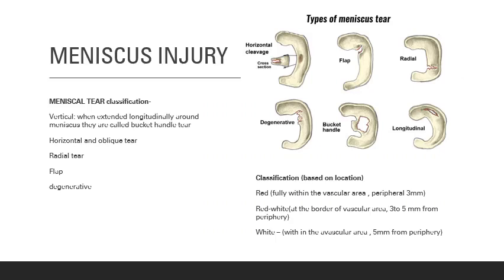Coming to the last type of injury, meniscus injury. Meniscus tear classification: vertical, when extended longitudinally around the menisci, they are called bucket handle tear, horizontal tear, radial tear, flap type, and degenerative. Classification based on the location: red, fully within the vascular area, peripheral 3 mm; red to white, at border of vascular area, 3 to 5 mm from periphery; white, within the avascular area, 5 mm from the periphery.